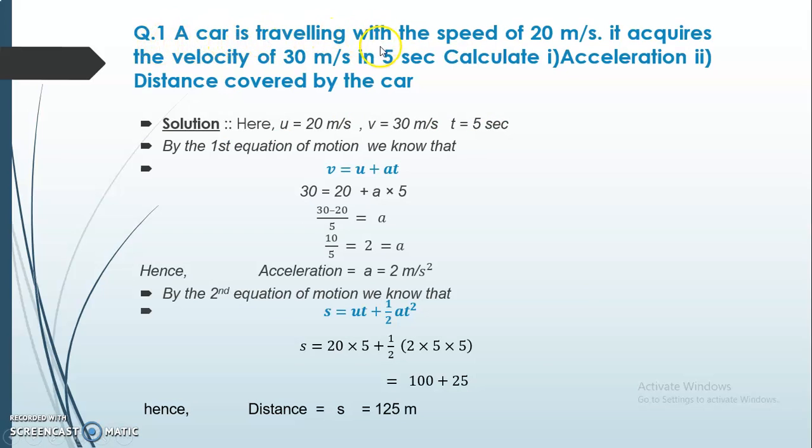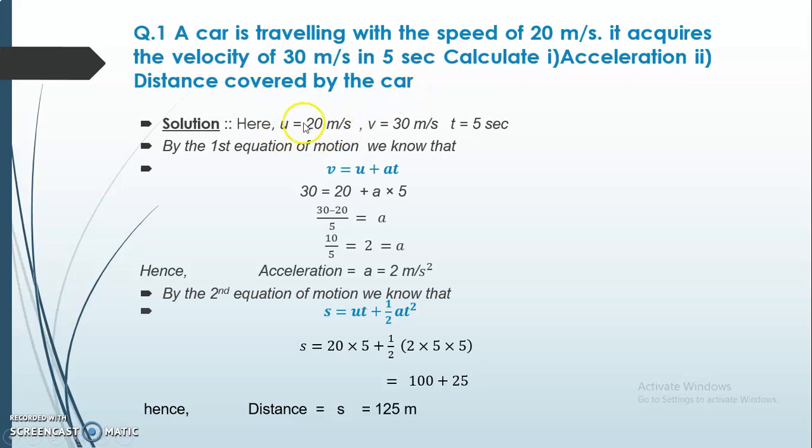A car is traveling with a speed of 20 meters per second. So the speed is given as 20 meters per second. It acquires a velocity of 30 meters per second in 5 seconds. So after 5 seconds, the velocity changes to 30 meters per second. So that means this is the initial velocity at point A. You can understand that when the car started, it had a speed of 20 meters per second, and after traveling for 5 seconds, the velocity changed to 30 meters per second. And now you have to calculate the acceleration and the distance covered by the car.